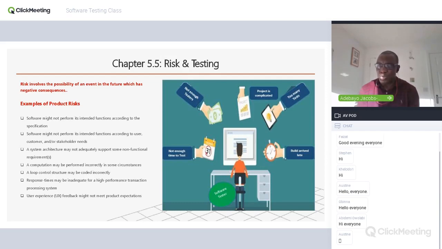It might do what we said it would do, but it might do it wrongly. It might do it in a different way. The computation may be wrong. A certain code may not work. Response time when you are trying to load an application might be too long and stuff like that. Those are all product risk. It doesn't mean it has happened yet. As long as it has not happened, it's a risk. Okay, those are product risk.